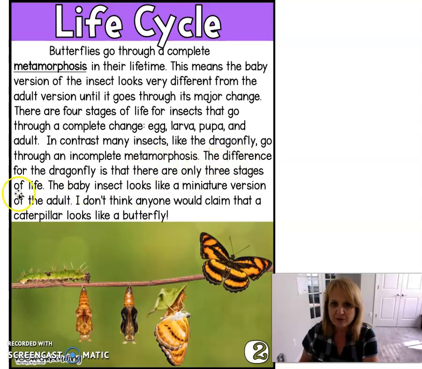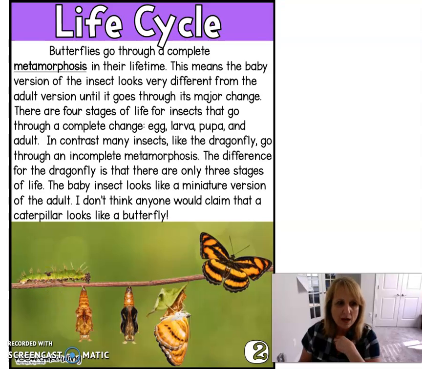The difference for the dragonfly is that there are only 3 stages of life. The baby insect looks like a miniature version of the adult. I don't think anyone would claim that a caterpillar looks like a butterfly. So a complete metamorphosis is when it changes from something completely different, just like a tadpole looks more like a fish instead of a frog. A caterpillar does not look anything like it does when it becomes an adult.